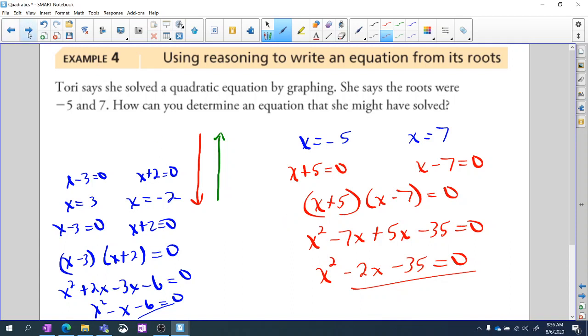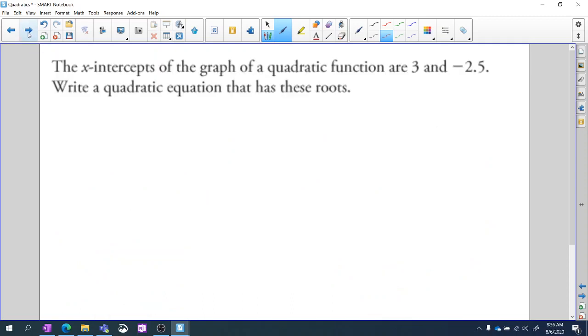Okay, so we're going to do a few examples of that, and as you can probably guess, they'll get more complicated. That's a pretty easy starting point. So this one says the x-intercepts of the graph of a quadratic are x equals 3 and x equals negative 2.5. Write a quadratic equation that has these roots.